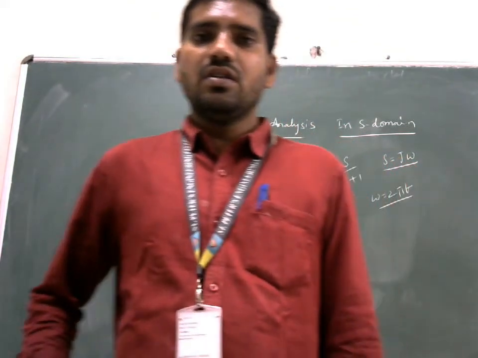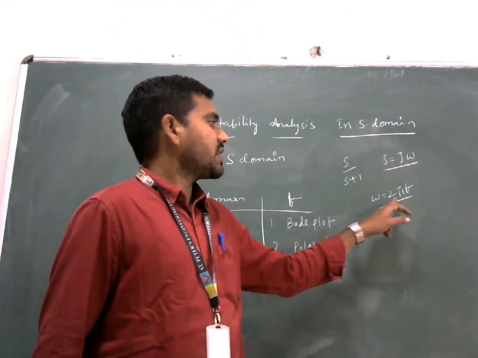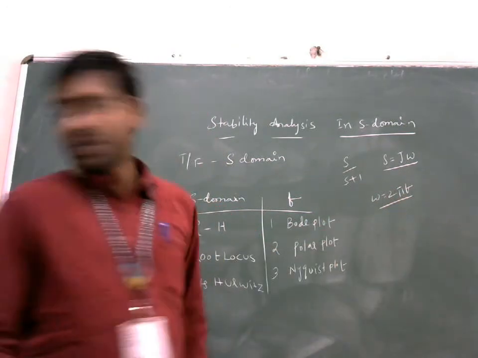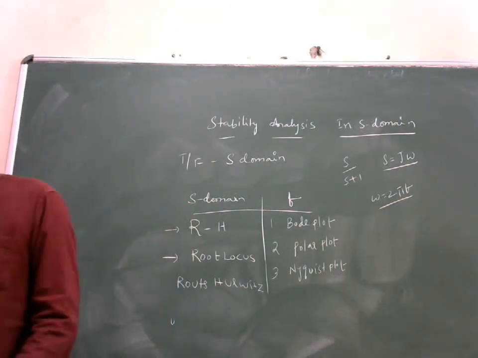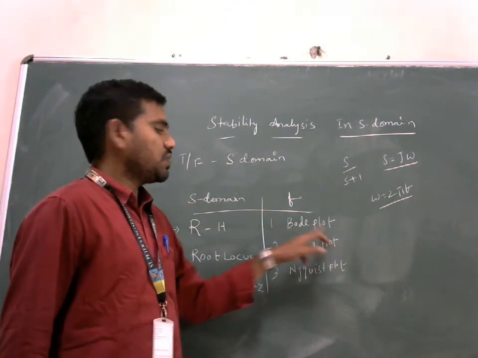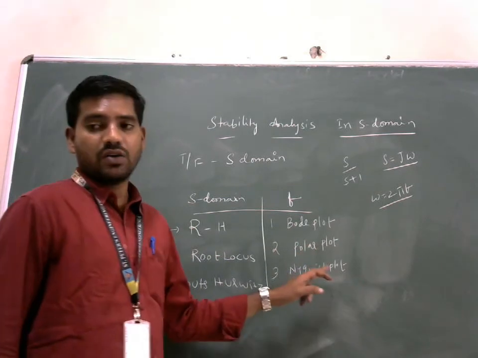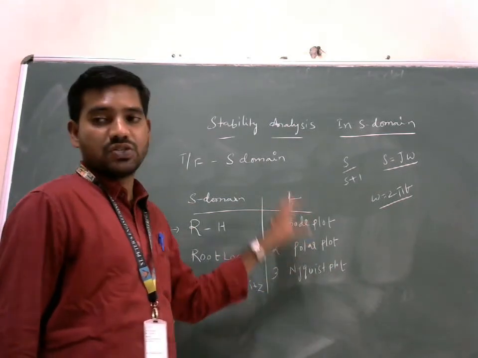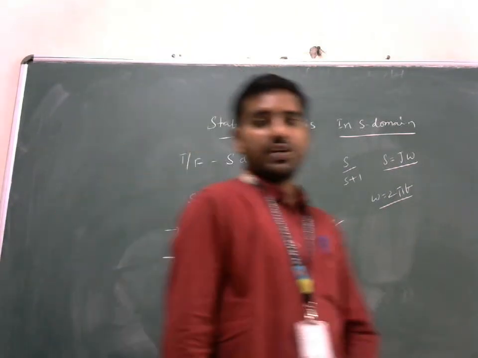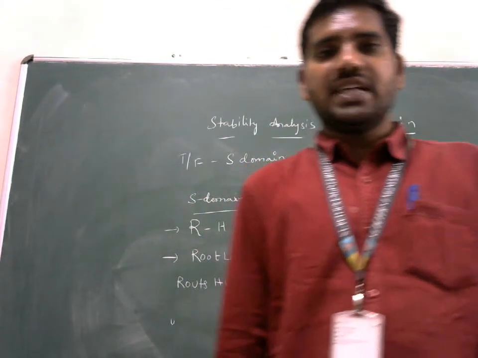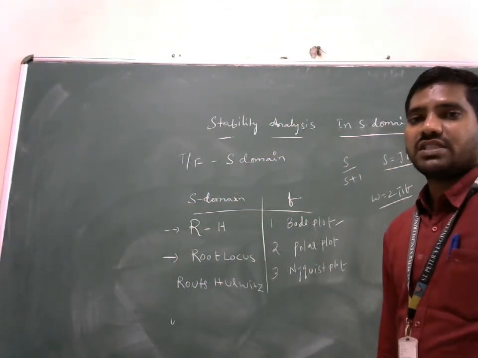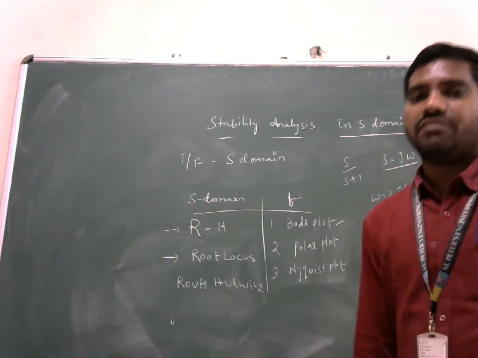S is equal to j omega, where omega is equal to 2 pi f, so again it becomes a frequency domain. In the frequency domain, what we need to find out using the Bode plot and polar plot all simply becomes frequency domain analysis. How are we going to plot the Bode plot? You need to know the magnitude and phase angle. That means the frequency domain specifications. What is the cutoff frequency?